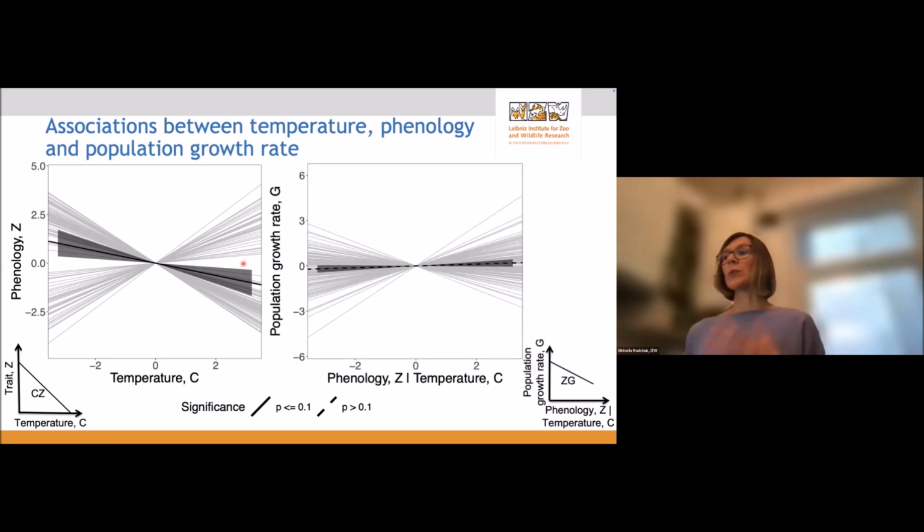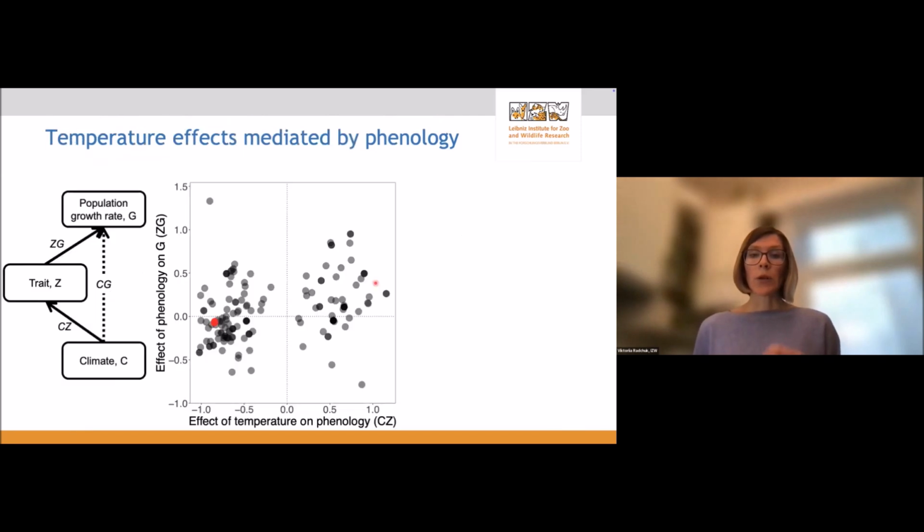Now we look at the next relation. This is the effect of phenology on population growth rate while accounting for temperature. Again, there is a high heterogeneity among single studies, and the across-study global effect is non-significant, a very slight positive effect. Importantly, because we are interested in this trait-mediated effect of climate on population growth rate, we are basically interested in the product of both slopes, CZ and ZG, and it's important to consider both slopes together.